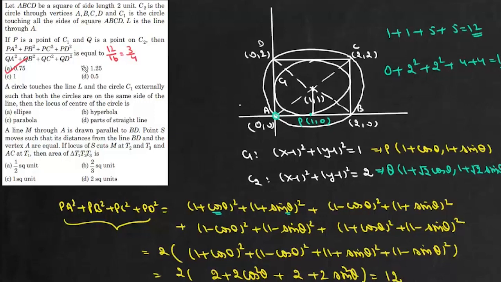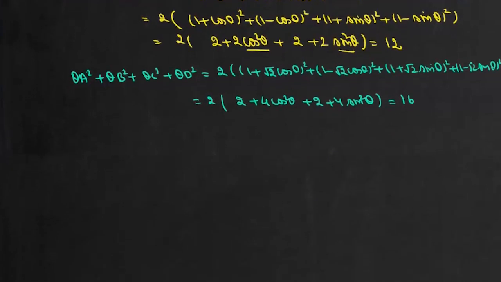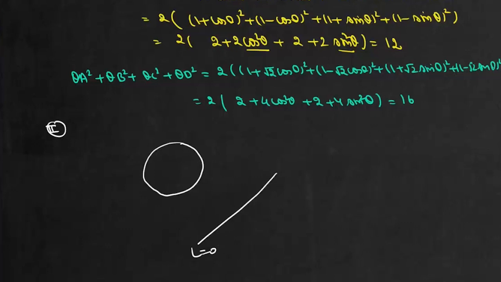Now the second question is, a circle touches the line L and C1 externally such that both the circles are on the same side of the line. Then the locus of center of circle is. So for the second part, what we're given is, we have a fixed circle and we have a fixed line L equals 0, and we have the circle which touches the circle and this straight line. Now we would find the locus of center of this circle. Suppose this point is P and it is (alpha, beta). Now this is your fixed circle, and suppose radius of this fixed circle is R1, and this is C1, and this radius is R.